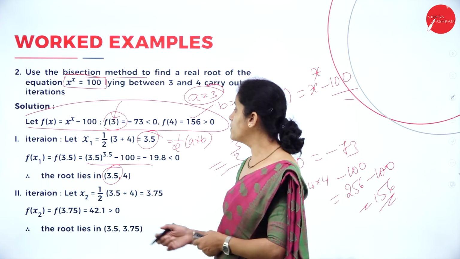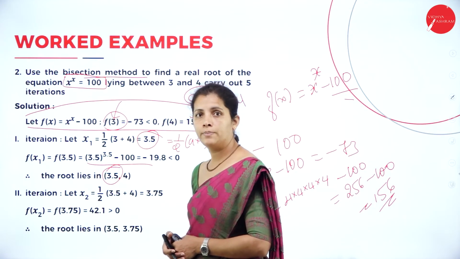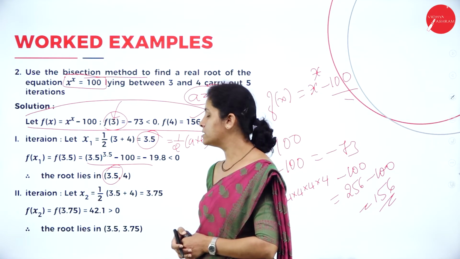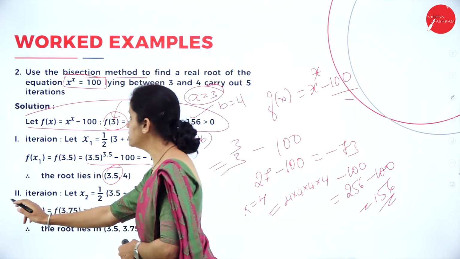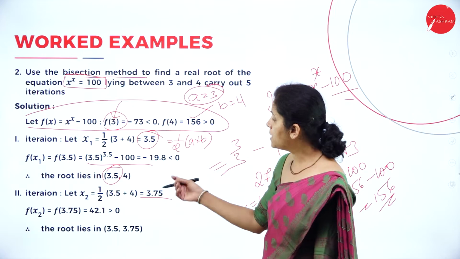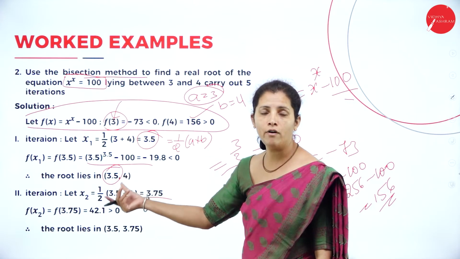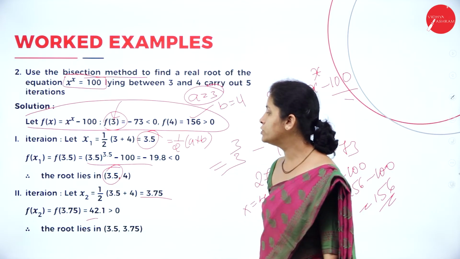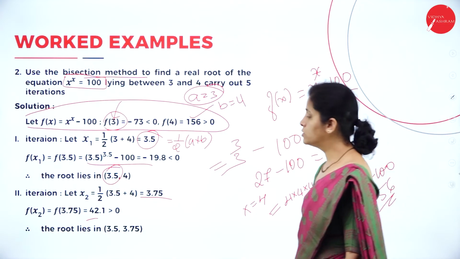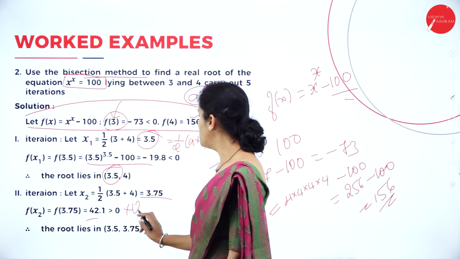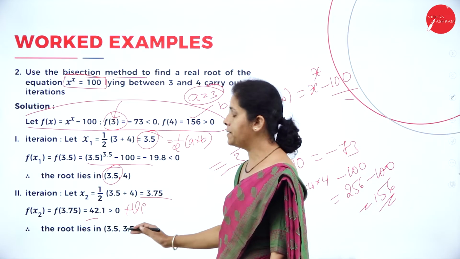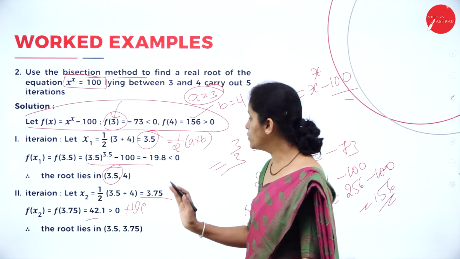So dear student, now I'm going to substitute A equal to 3.5 and B equal to 4 in my bisection formula in my second iteration, and I'm going to get 3.75. And when I substitute this x2 in my f of x2, I'm going to get a positive number, that is 42.1, which is greater than 0. So it is nothing but a positive number. If it is a positive number, what do I want to do? I want to modify B. A remains as it is and I'm going to modify the B.